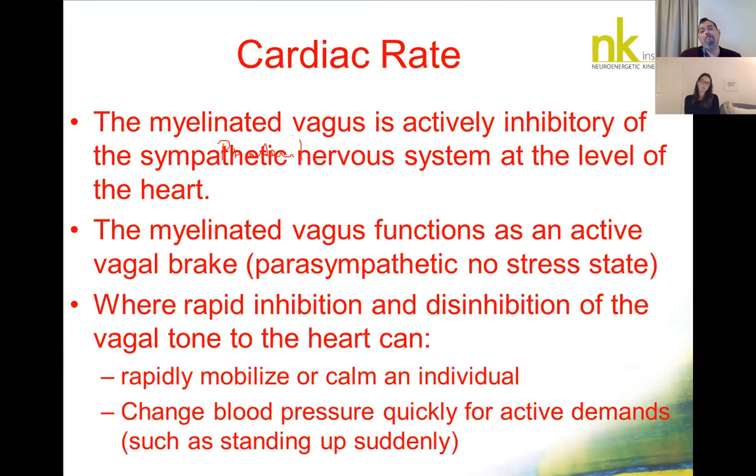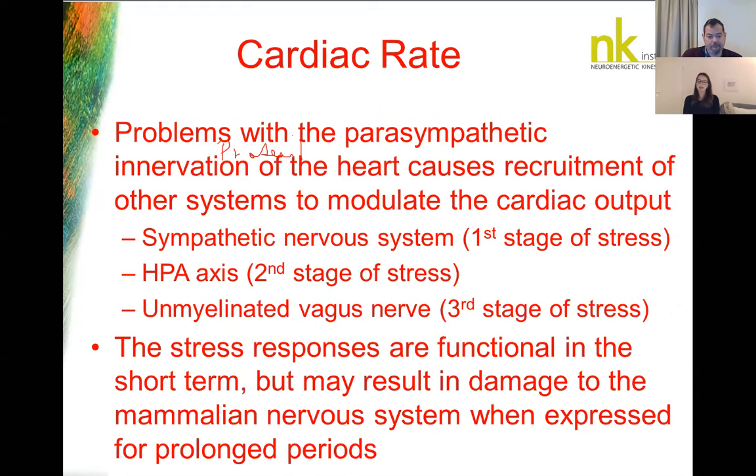But when the unmyelinated vagus nerve is in there, you've got reduced cardiac output, but you've got low variability as well. That's a sign. Having heart rate variability is actually very healthy. And if we have problems with our parasympathetic innervation of the heart, which is the no-stress state, we start recruiting the other systems to modulate cardiac output.